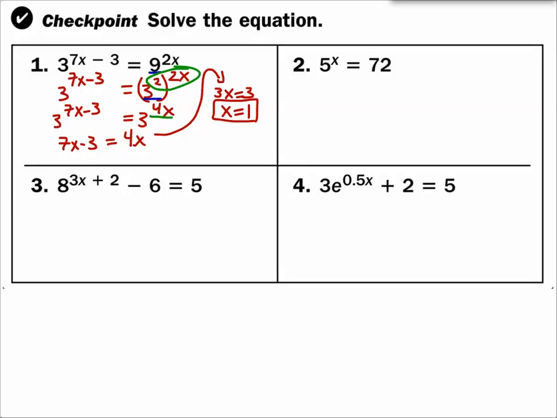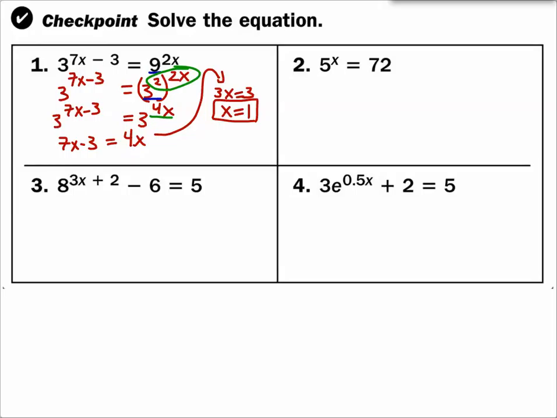And then since the bases are the same on the left and right side of the equation, you don't have to worry about the bases. Just make the exponents match. So 7x minus 3 equals 4x. Boom, solve: x equals 1. That was fun. It really is.